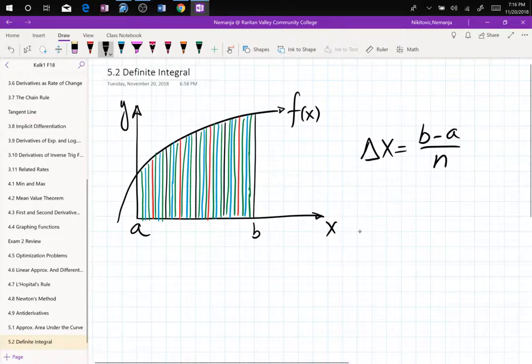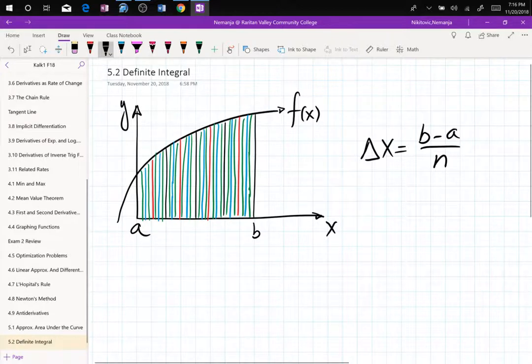But the trick is that if you send n to infinity, you will have infinitely many rectangles, and because this is now infinity, each one of those rectangles is infinitely thin. Infinitely thin rectangles fit under each point of the function, having zero error. And they produce what? Exact area.